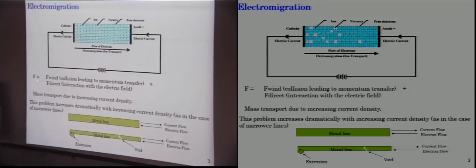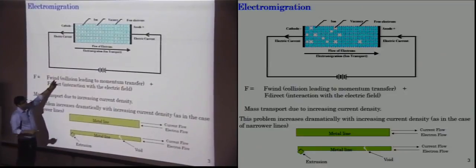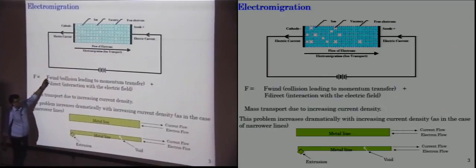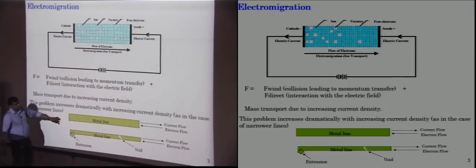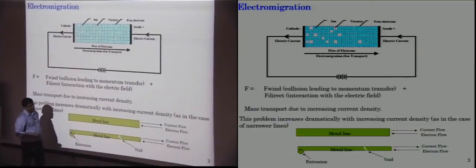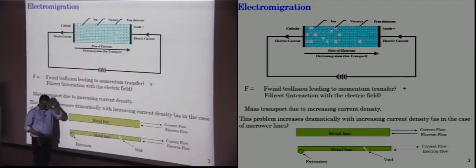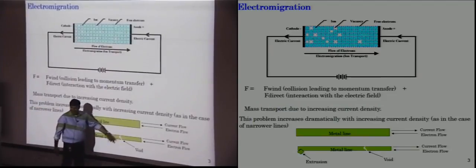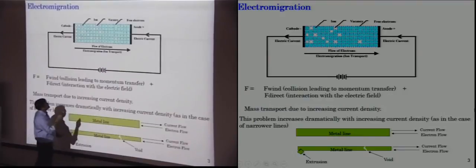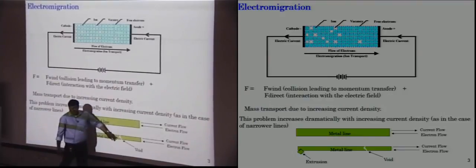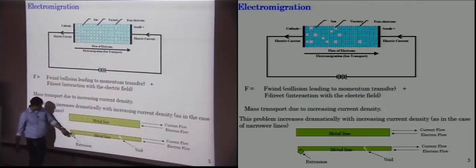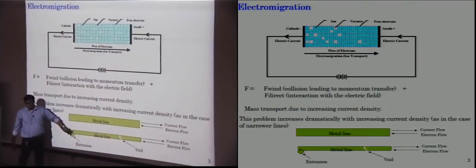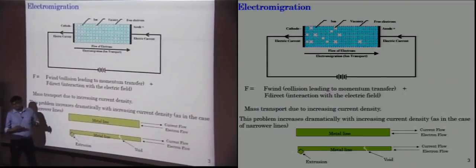The force felt by the ions is normally the direct force from the interaction with the electric field, and F wind, which is the momentum transfer effect. The momentum transfer starts to become important. What it shows here is that in a big metal line, normally there is no problem. In a small metal line, you could have two kinds of defects. One is void generation: all these vacancies being created can build up together and literally break the material apart. Or you could have material popping out because there is a redistribution of the material. At certain places it will break, at certain places it will pop up.